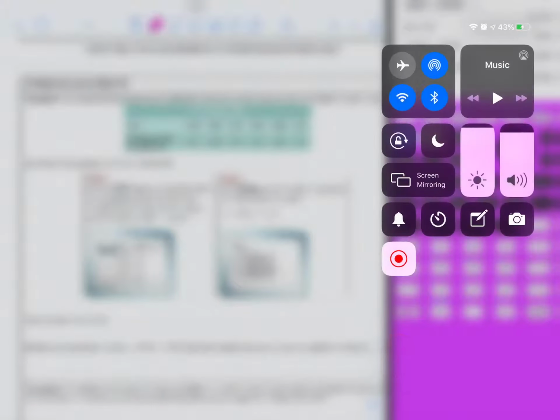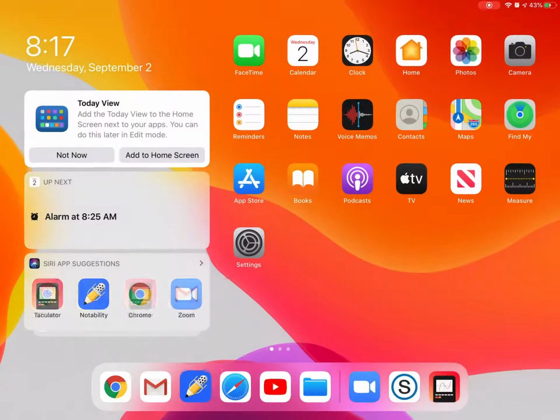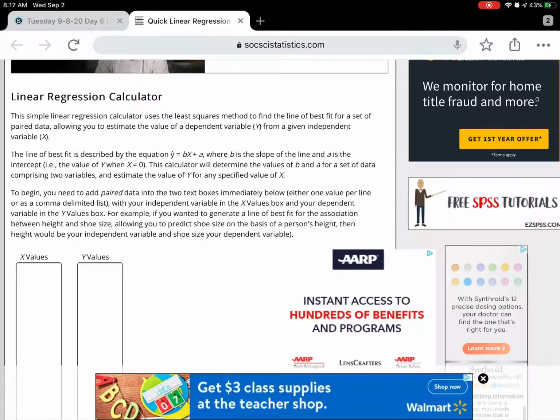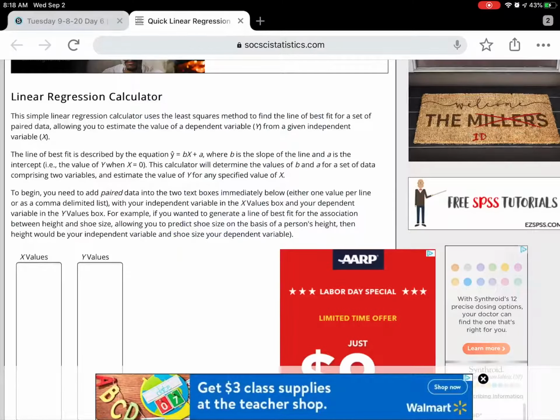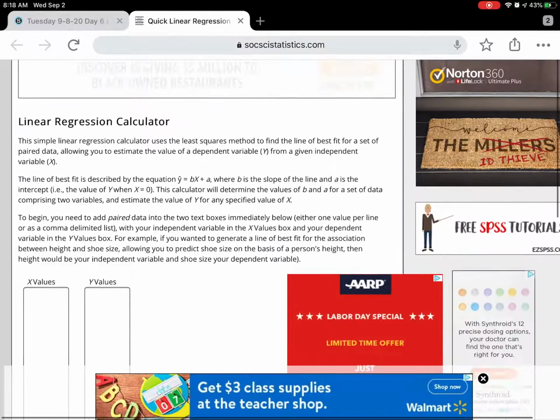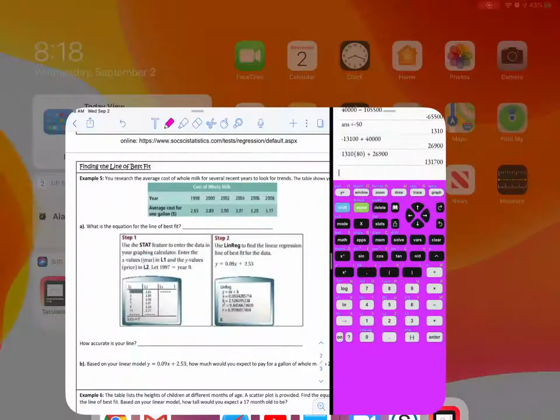Okay, so let's go ahead and take a look at page 3 on 2-5. I would like you to go to Schoology if you haven't, and for today, I want you to pull up this online regression calculator. It's just a link. It takes you right here. It's just a website that allows you to do all the math we did in the previous pages on a calculator. Sorry about all the ads, but it is what it is.